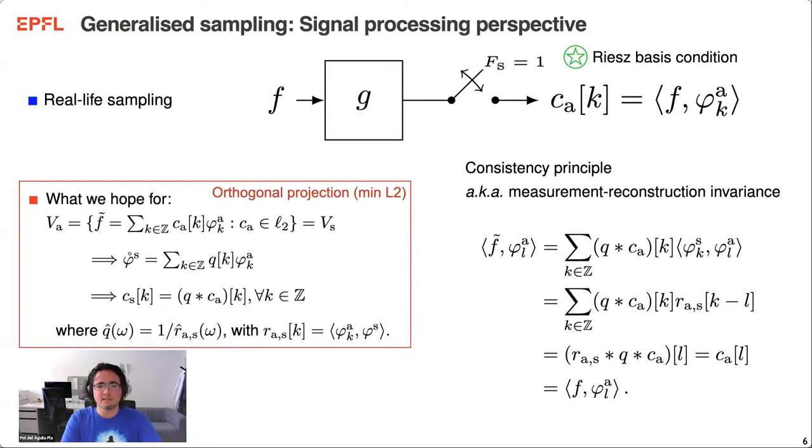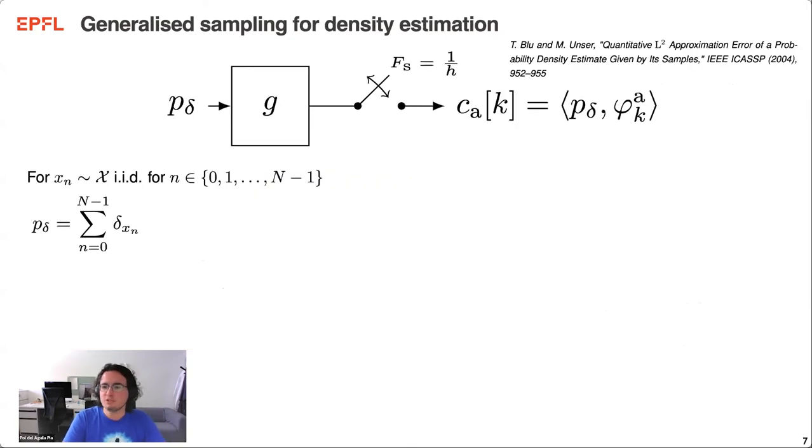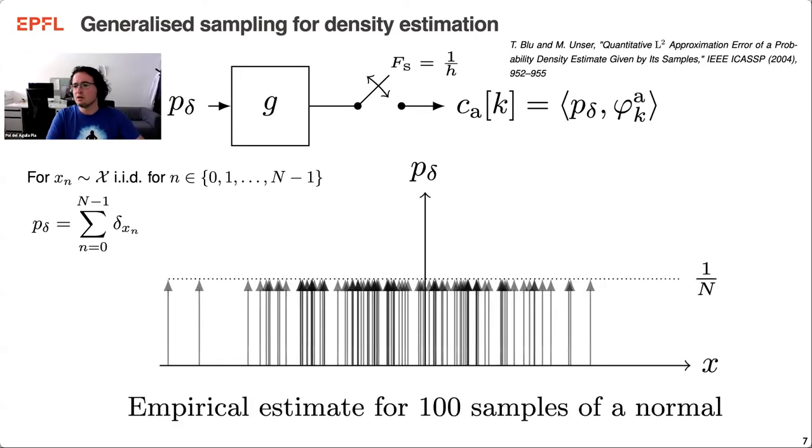So the whole motivation behind this project is why don't we do the same, but for density estimation? So we replace the function we wanted to approximate, f, by simply a train of deltas at the spots where we got samples. This is called the empirical estimate for the samples that we got. And it looks like that.